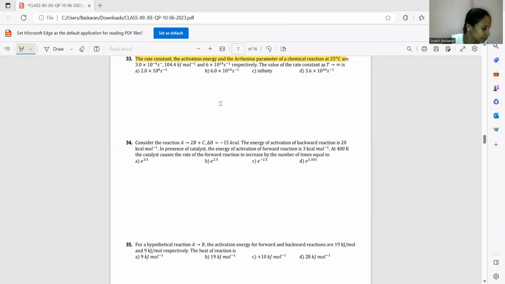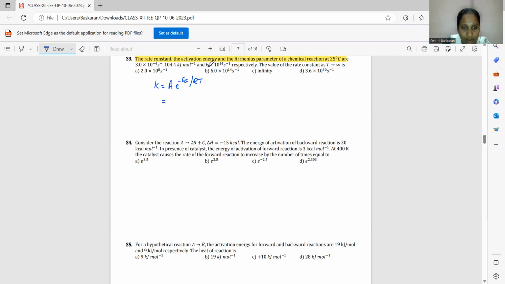So 1 second. We know the Arrhenius equation. So what is Arrhenius equation, students? So that is K is equal to A into e to the power minus Ea by RT. Okay. What they have given? So they have given the value of A. So how much is the value of A? Value of rate constant is this much. Activation energy is 104.4 kilojoules per mole, and Arrhenius parameter is this.